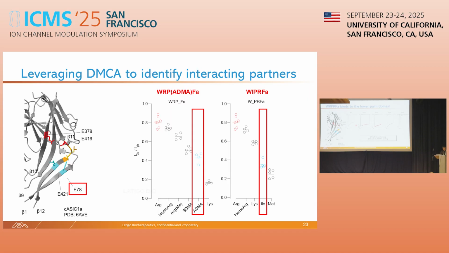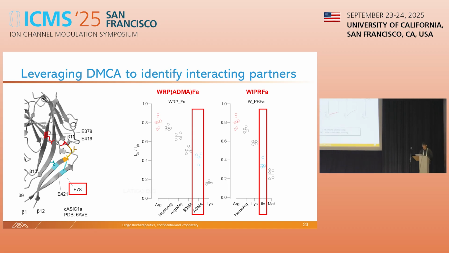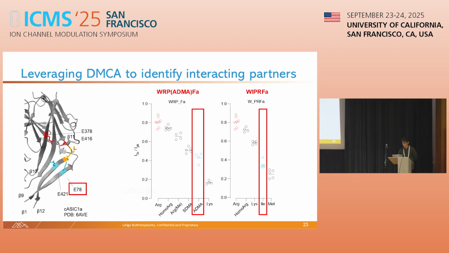In our screen, the SAR told us that the two cationic arginines in WRPRF were important. So we looked for counter charges using the ASIC1A crystal structure. We found four counter charges: these two pairs of glutamates, E378, E416, E78 and E421, facing into the central vestibule, where RFamide has been shown to bind to ASICs, as we observed before.